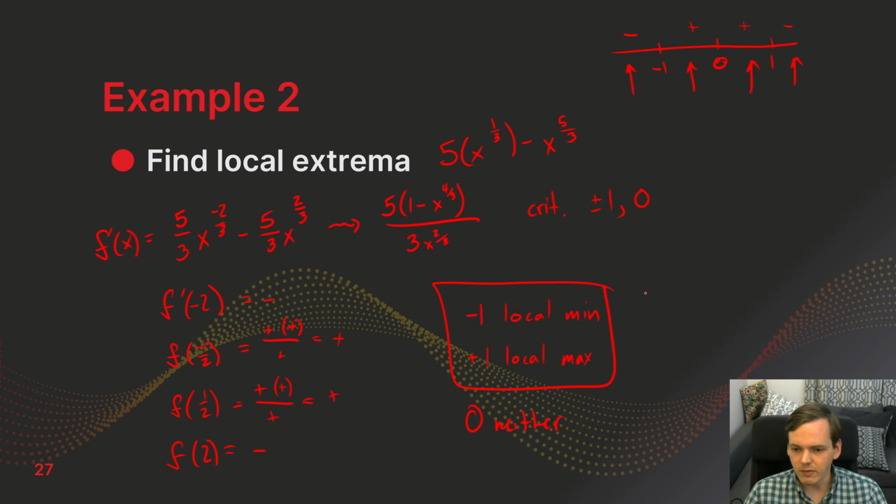And if you're curious, the function looks something like this. And so you can see why in the middle here, it's not a local minimum or a local maximum, because it goes vertical basically at that point. And so that's how we use the first derivative test to find local extrema.